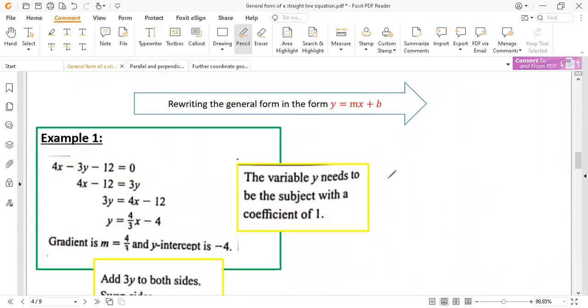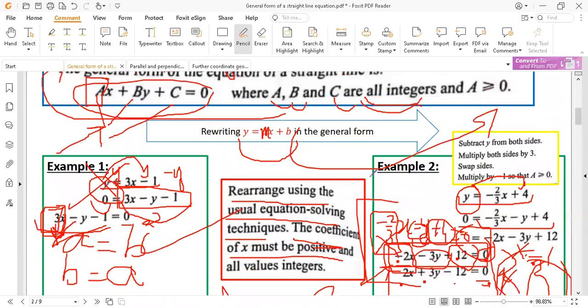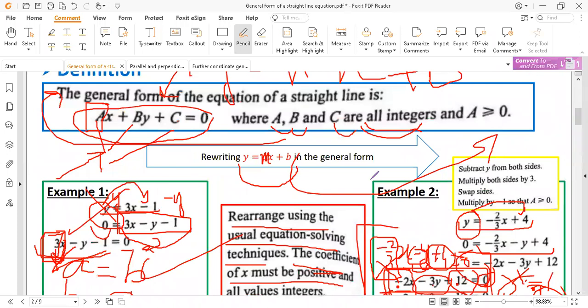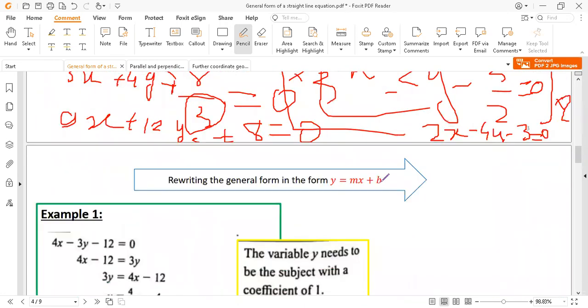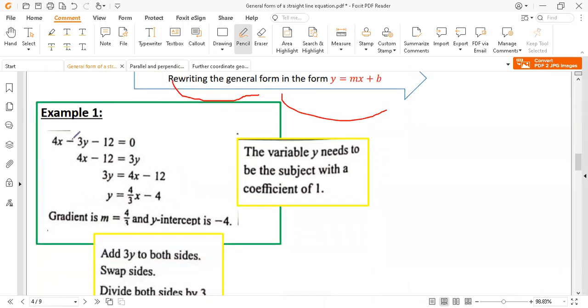So we achieved our goal in the first section, how to rewrite an equation of a straight line of the form y equal to mx plus b in the general form equation. And in the reverse way, in the opposite way, we want to rewrite the general form equation in the form y equal to mx plus b. So we have ax plus by plus c equal to 0.